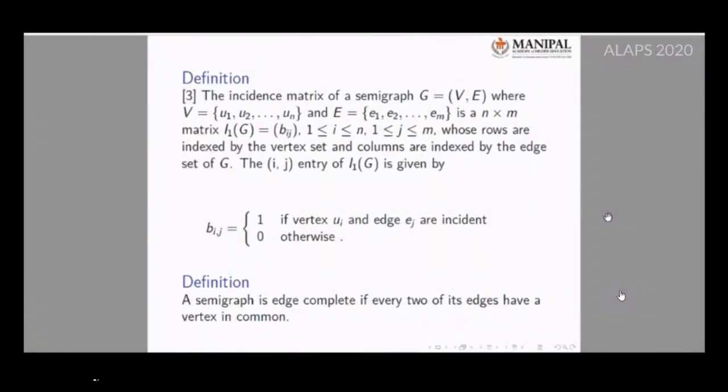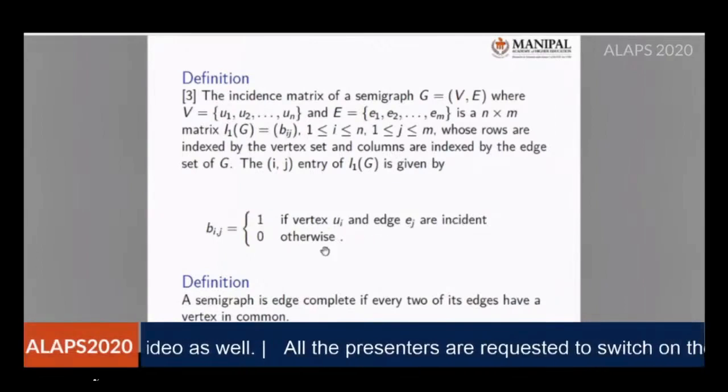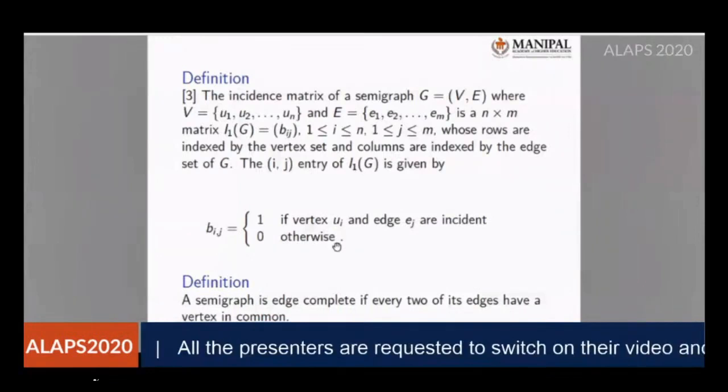There is a definition for the incidence matrix of a semigraph. In the incidence matrix of the semigraph, rows are indexed with the vertices of the semigraph and columns are indexed with the edges of the semigraph. The entry is 1 if the vertex ui and edge ej are incident and 0 otherwise.